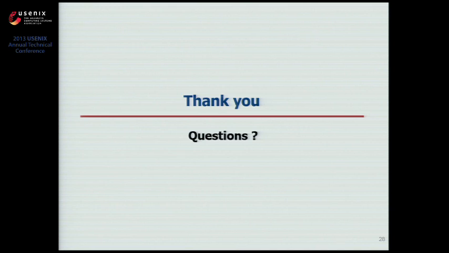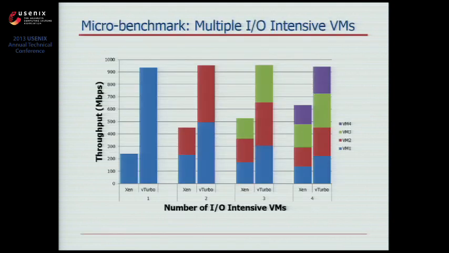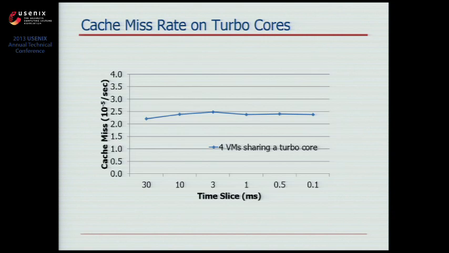Second, because we only run the IRQ processing on the turbo core, we run the other applications, for example the CPU-bound applications, on regular cores. Those CPU applications will not be interrupted by the I/O interrupt. If you need, we also have some results for the cache misses on the turbo core. It's not significant.